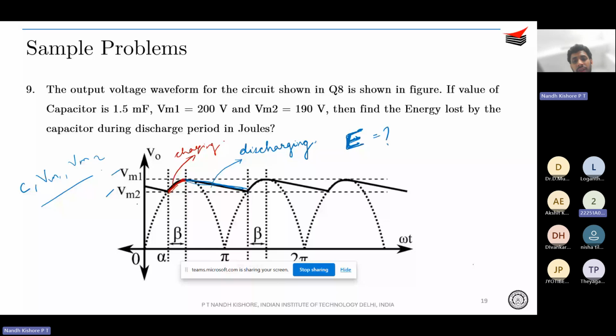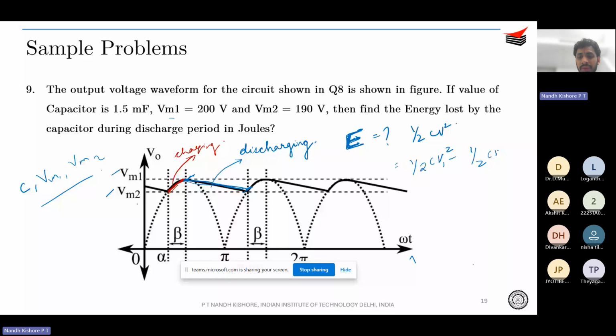Half CV square, correct? My question is, what will be the energy lost? So V_M1 is given, V_M2 is given. So what do you need to find? You need to find the energy at this point, find out the energy at this point, and subtract both of them, correct? So it will be half C V1 square minus half C V2 square.